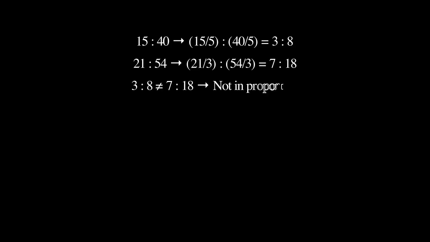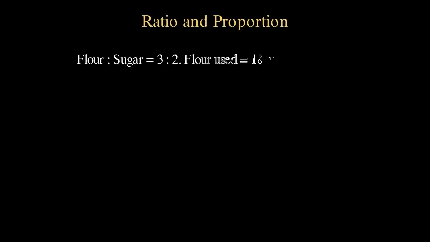3 is to 8 is not the same smallest split as 7 is to 18, so these two ratios are not in proportion. A recipe uses flour and sugar in the ratio 3 is to 2. If a baker uses 18 cups of flour, how many cups of sugar should be used to keep the same taste?